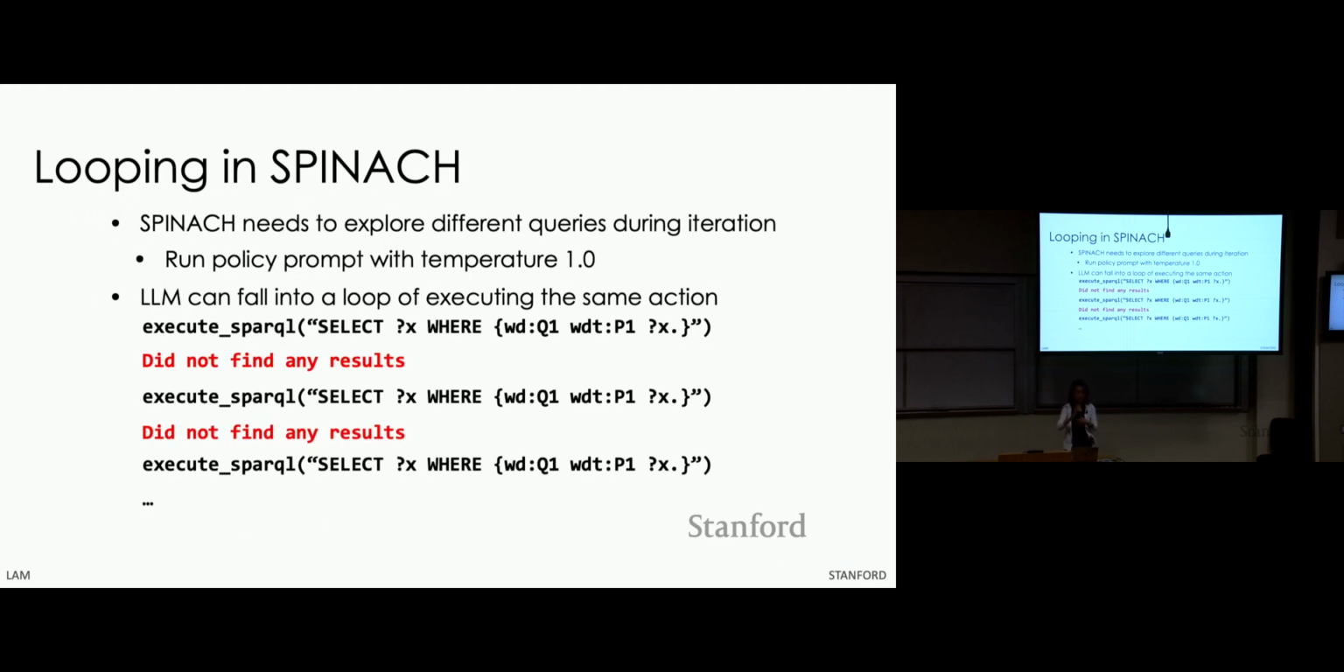So that's the basic idea. Because we are trying different queries, we want them to use different techniques, so we run the policy prompt with temperature 1. And nonetheless, you can still see that sometimes it falls into a loop. It executes the SPARQL query, cannot find the result, repeats it, cannot find the result, and now you can have an infinite loop. Why should this happen, and how do we solve this problem?